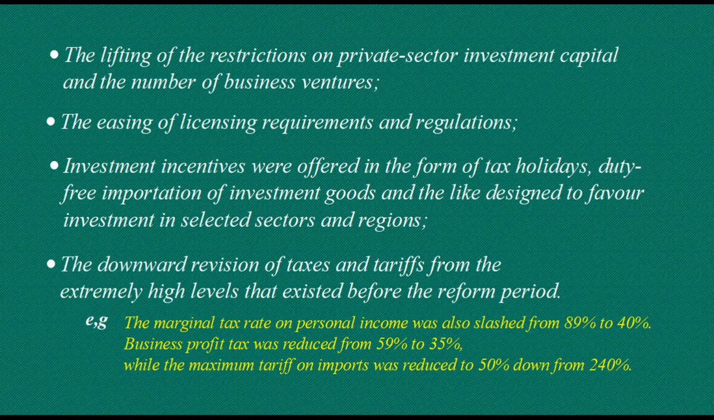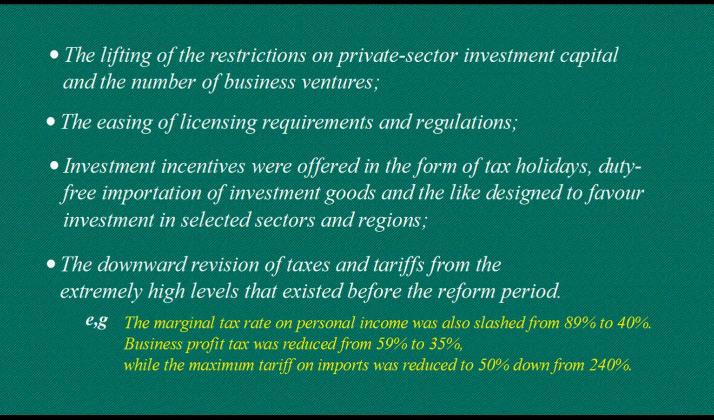Here are the measures taken by the government to encourage the involvement of the private sector in the reform in 1992. The lifting of the restriction on private sector investment capital and on the number of business ventures. If you remember from the previous lesson, students, the Derg regime imposed a capital ceiling on private investment. There was a maximum limit for investors, and investors were not allowed to have more than one business line. They were not allowed to open different branches in different areas. These restrictions were lifted during this reform in 1992.